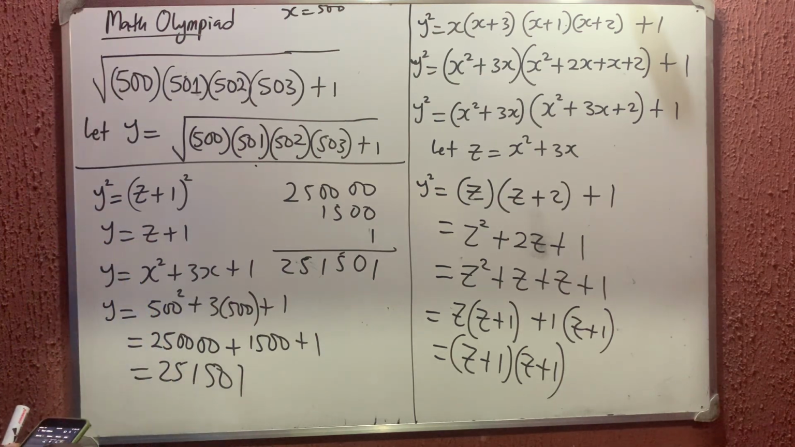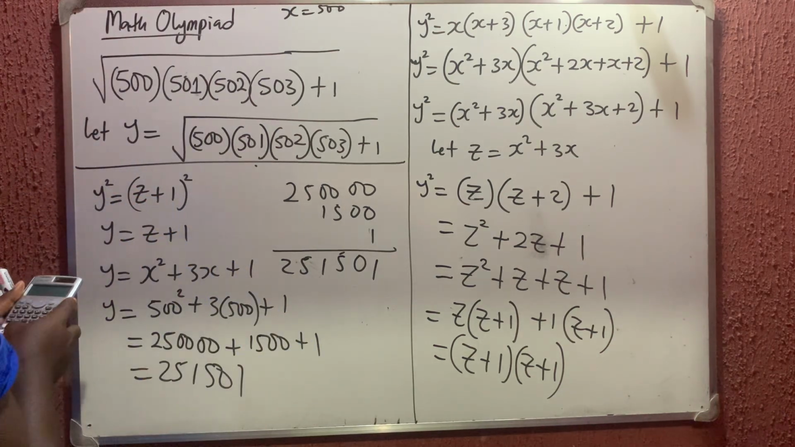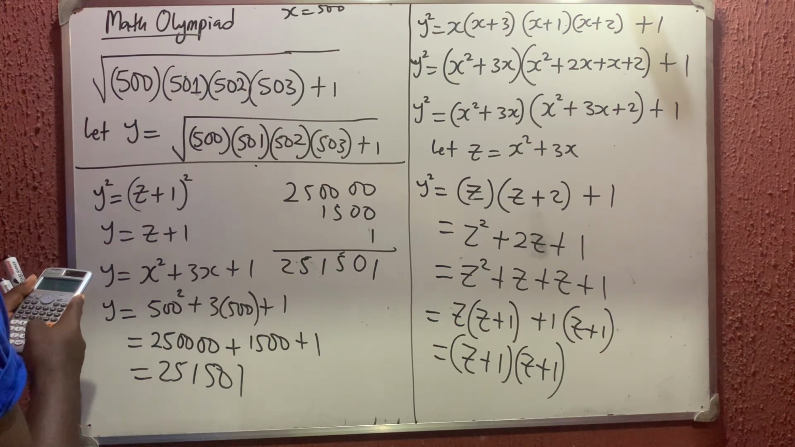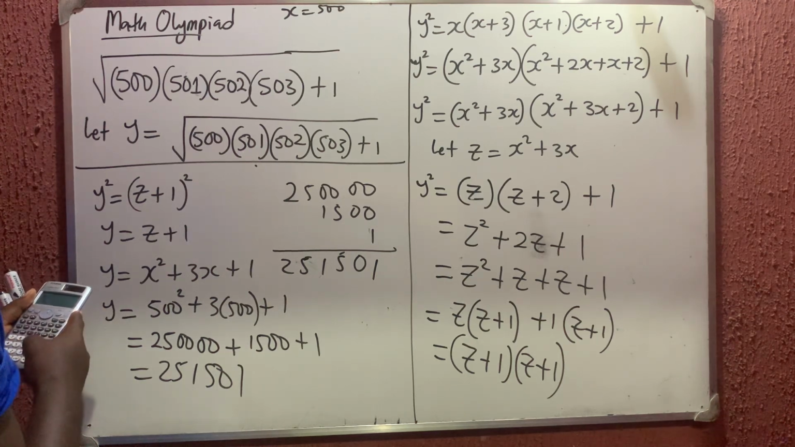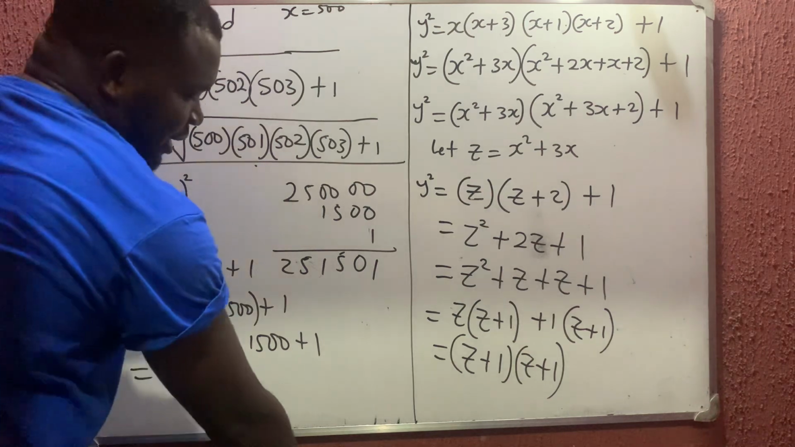You can check if it's correct by using our calculator. We're going to have 500 times 501 times 502 times 503, then plus 1. I have this answer. Then the square root of my answer is giving me 251,501. So that is that for that.